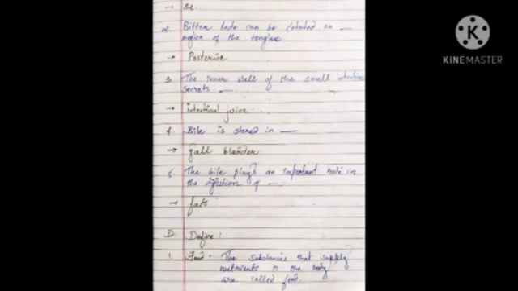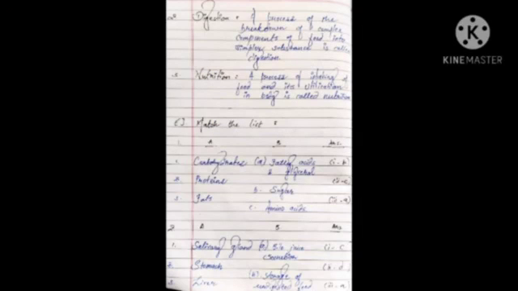D is definitions, and the first one is food. The substances that supply nutrients to the body are called food. Second one is digestion. A process of the breakdown of complex components of food into simpler substances is called digestion. Third one is nutrition. A process of intake of food and its utilization in the body is called nutrition.